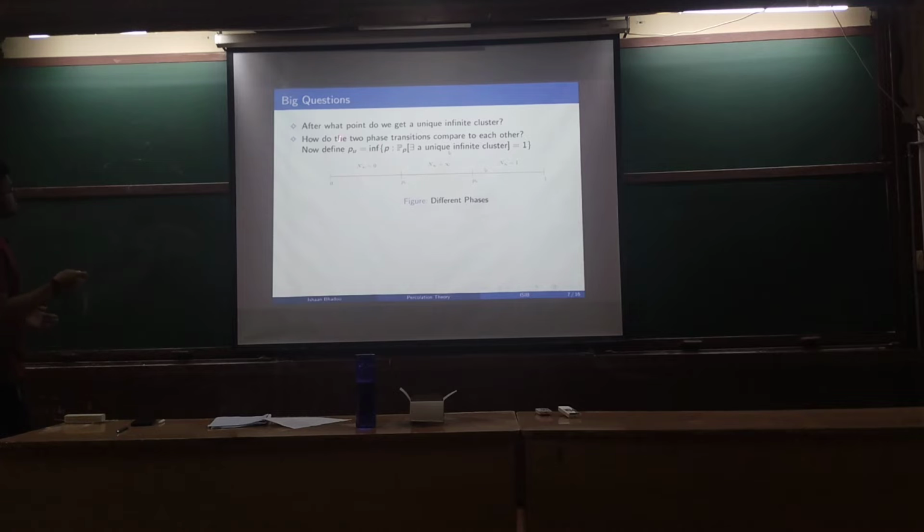So to answer these two questions, we first set up a nice definition. We define another threshold PU, which is the infimum of all values P such that there exists a unique infinite cluster with probability 1. So what that means is that PU is beyond PC, so you're increasing the value of P from here to here, and it's the smallest value after which with probability 1 you get a unique infinite cluster. So this is PU.